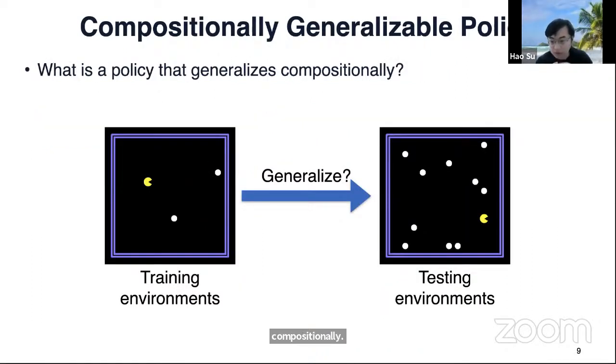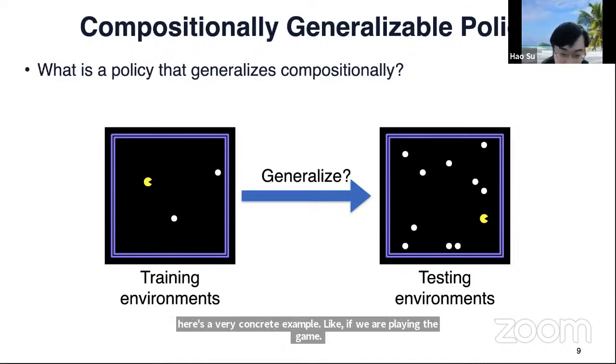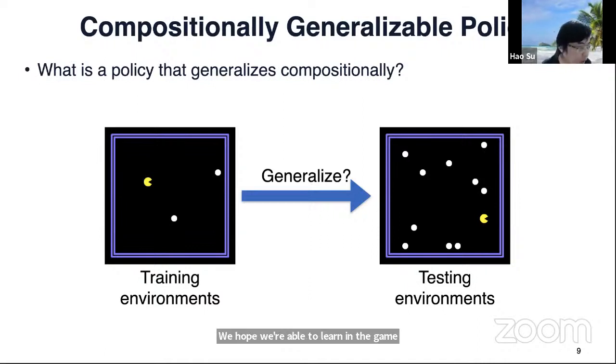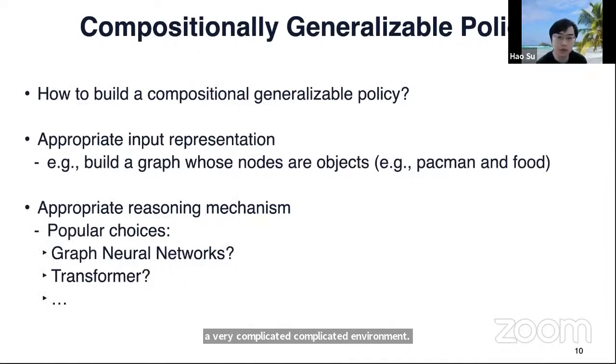And here's a very concrete example. If we are playing the Pac-Man game, we hope that we're able to learn in a game with a very small number of dots, but the learned skill can be generalized to a very complicated environment with many more dots. So how do we build a compositional generalizable policy?